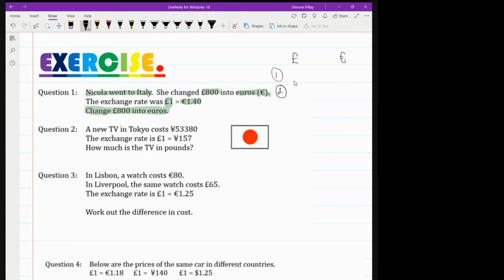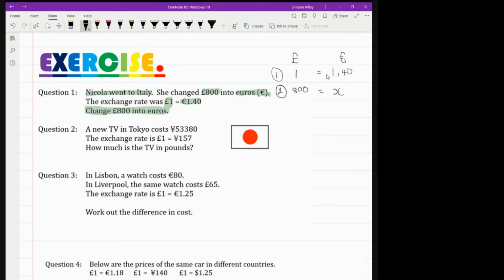The first equation is going to be your exchange rate. We know for every £1, I'm going to get 1,4 euros. Now, I know that I have 800 pounds. I'm going to put that 800 underneath my pounds column, but I'm trying to figure out how many euros that is going to give me.